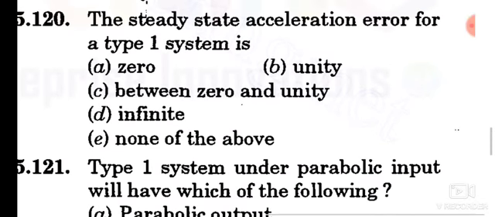Question number 120. The steady state acceleration error for a type 1 system is infinite. Option D is the correct answer. The steady state acceleration error for a type 1 system is infinite.